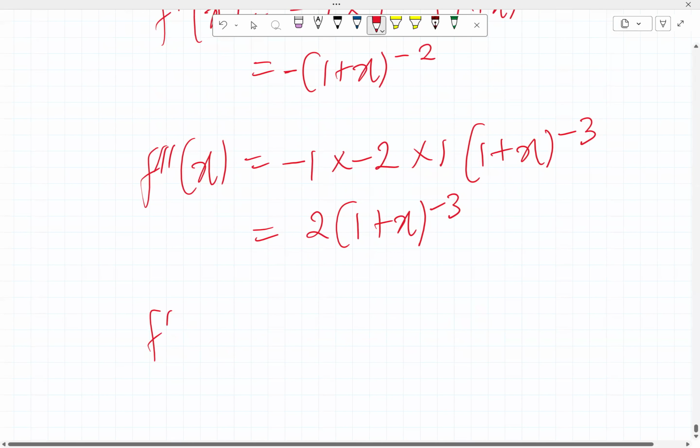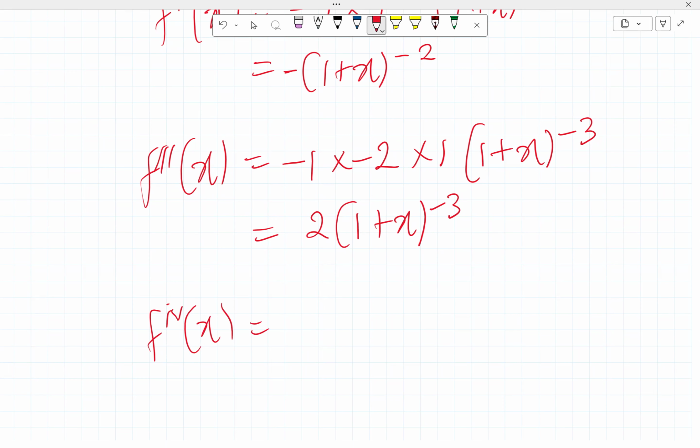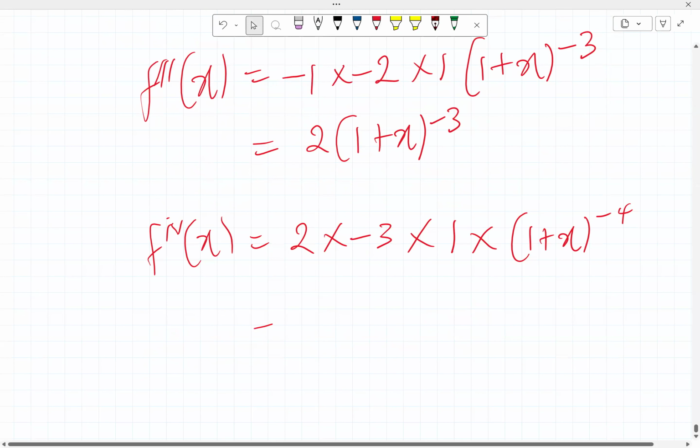Okay, let me do one more derivative. So the fourth derivative now. Again, you have 2, bring down the power, -3, differentiate inside as 1, then the original expression raised to the power -3 minus 1, that's -4, and that will give us -6(1 + x)^-4.